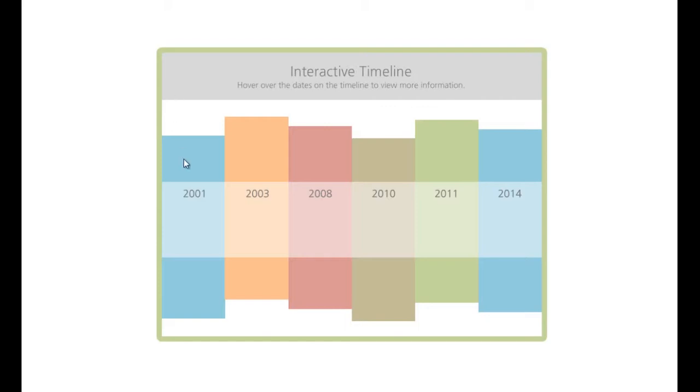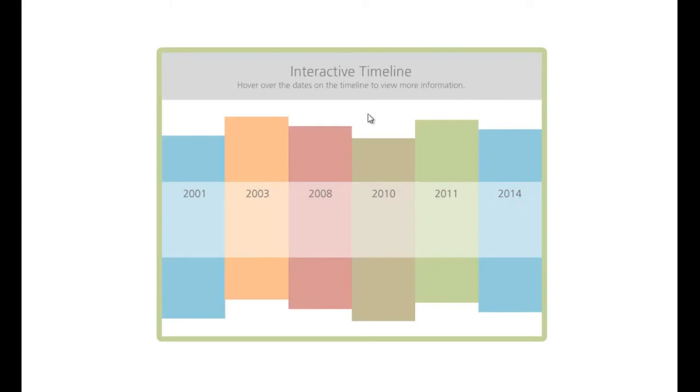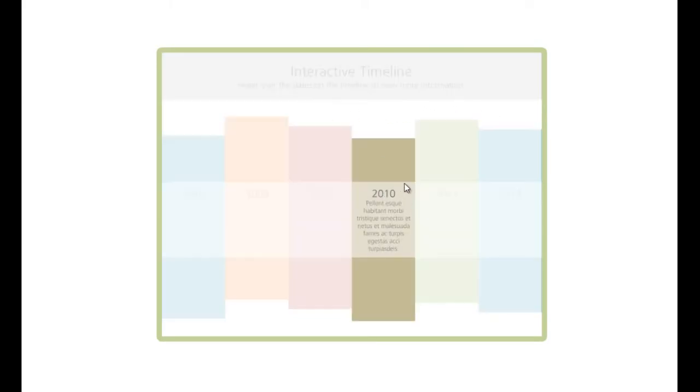As you can see, when I hover over the different areas of the timeline, information and images become visible. This is all made possible using PowerPoint's actions. So let me show you how I did this.